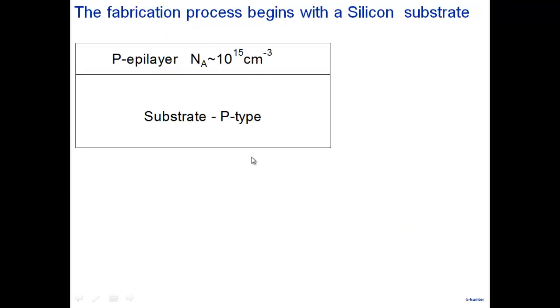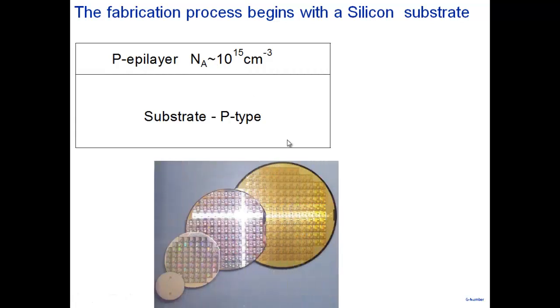So it begins with the silicon substrate. So my substrate is P-type, and there's usually a thin epi layer, let's say, on top of it. Let's say there's a doping of 10 to the power 15 here. These are the wafers that we are talking about.